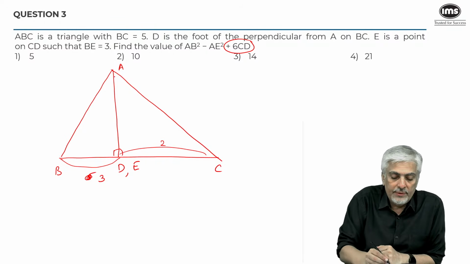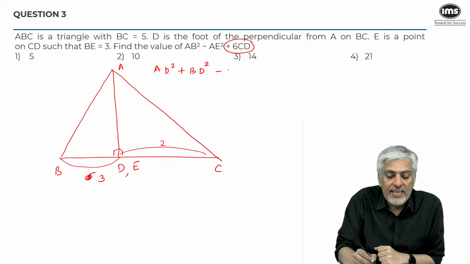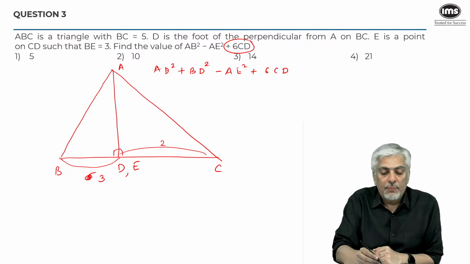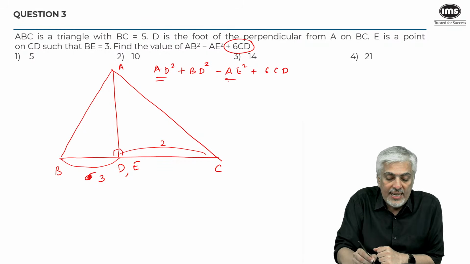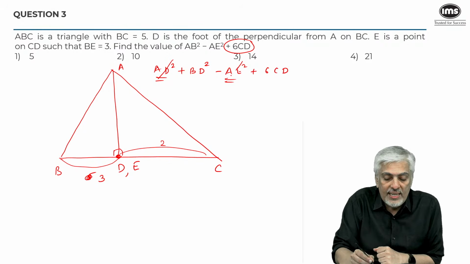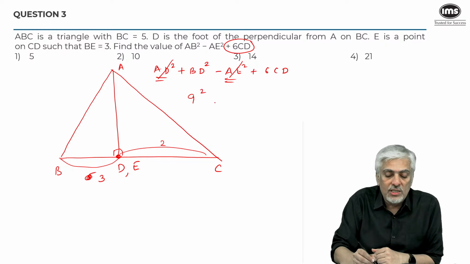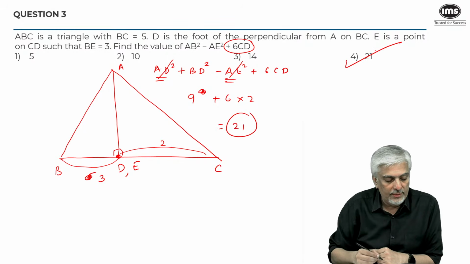AB square. AB square will become AD square plus BD square. AE square remains as it is. 6CD remains as it is. But AD and AE are the same because I have assumed D and E to be the same point. So AD and AE remain the same. That cuts out. Sum is over. BD is 3. So 3 square plus 6 into 2. 3 square is 9. 9 plus 12, 21. That's it. Sum is over.